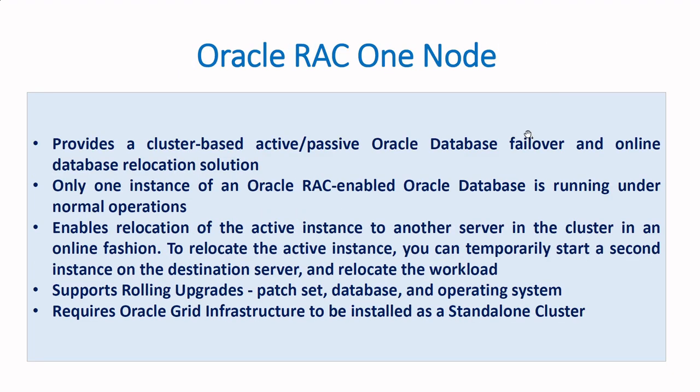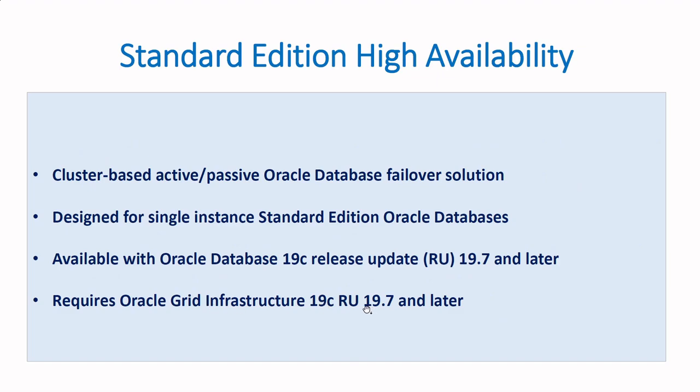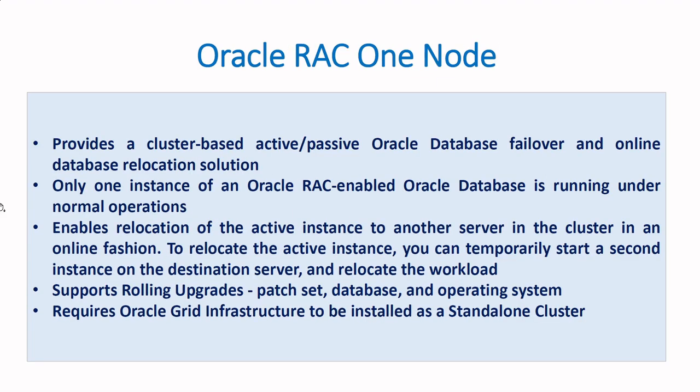The next option is Oracle RAC One Node. It is an active passive solution similar to SEHA. However, the advantage is that before failing over your database to another node, you will first start the database on the second node and then you will relocate. So it minimizes the downtime. This option supports rolling upgrades such as patch set, database and operating system, and it needs Oracle Grid Infrastructure, same as SEHA. So this is another option for your high availability.